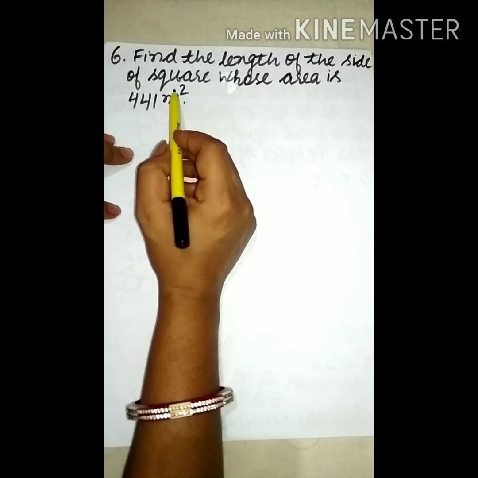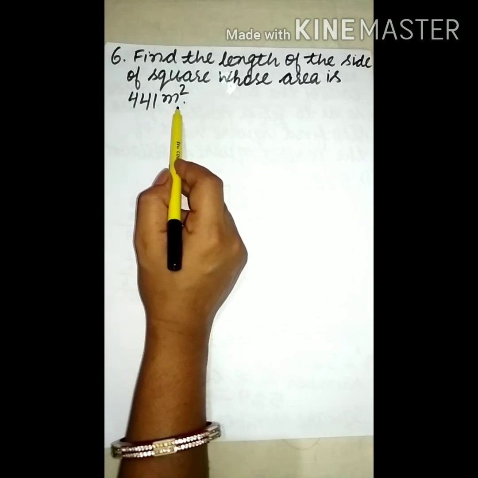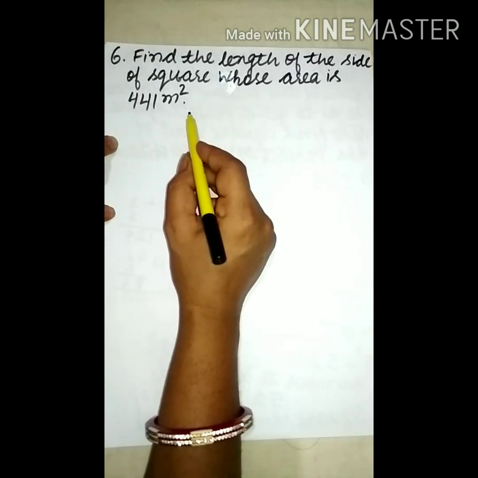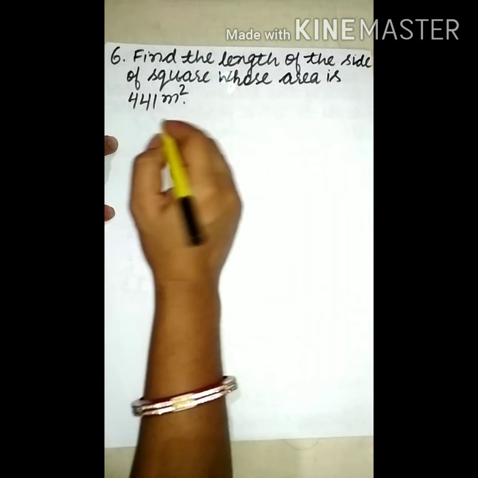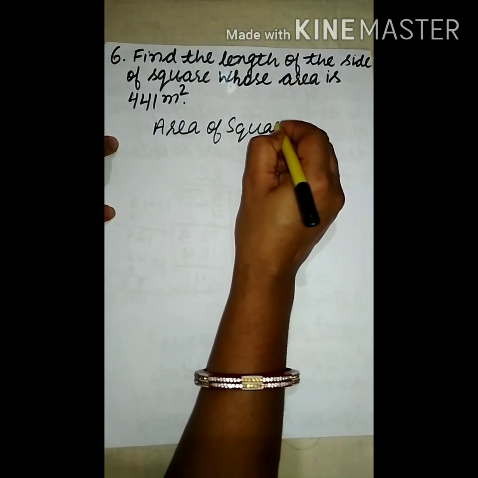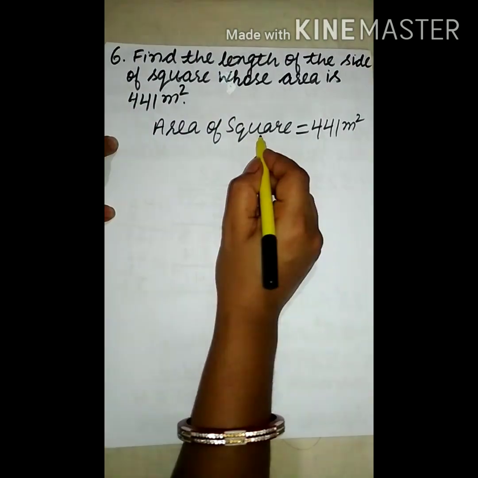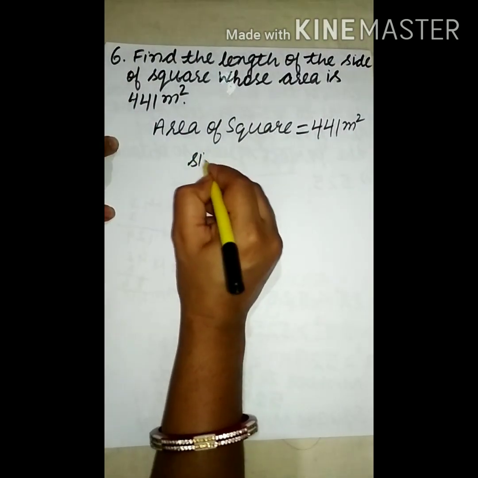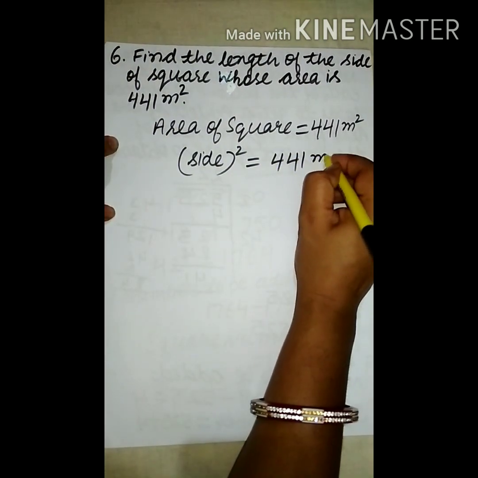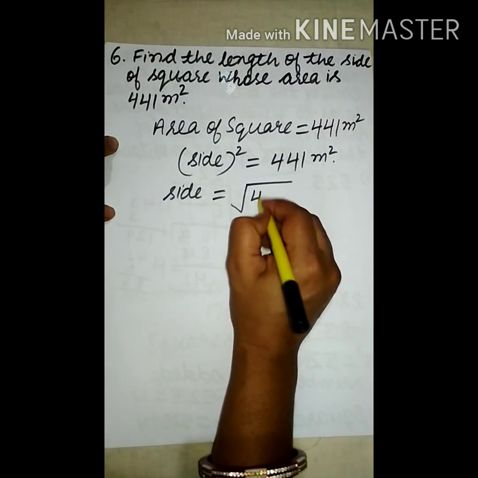Question number 6 is, find the length of the side of a square whose area is 441 meter square. So students, here I have the area of the square given. I have to find out the length of the side. So we know that the area of a square is, it is given in the question, 441 meter square, and the formula of the area of a square is side square, that is side multiplied by side is equal to 441 meter square, or you can say that the side of the square is equal to the square root of 441.